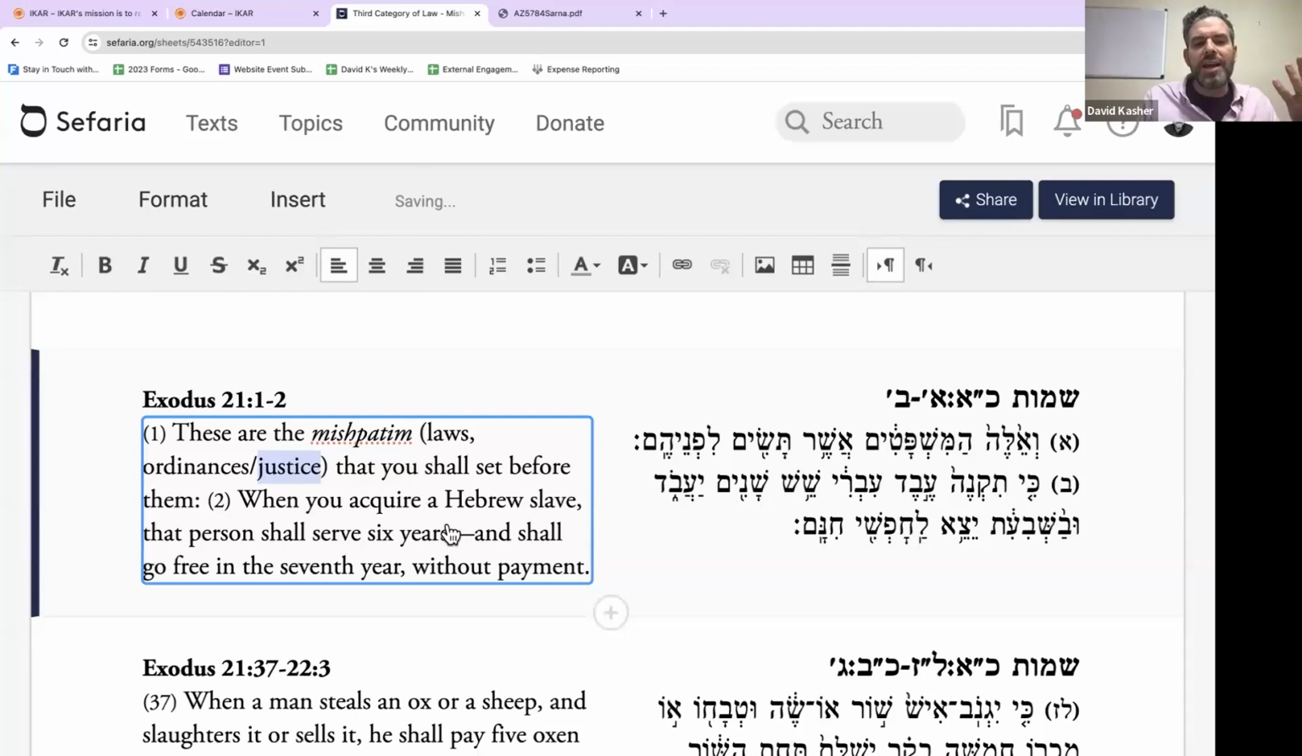The first one actually doesn't seem very just to us, because famously, the first law is when you acquire a Hebrew slave, that person shall serve 6 years and then shall go free in the 7th year without payment. Now, that doesn't seem just to us because we live in a world where we've sort of decided that slavery itself is unjust. But they lived in a world where they were breaking away from slavery, and having a 6-year limit was a big innovation in principle of justice.